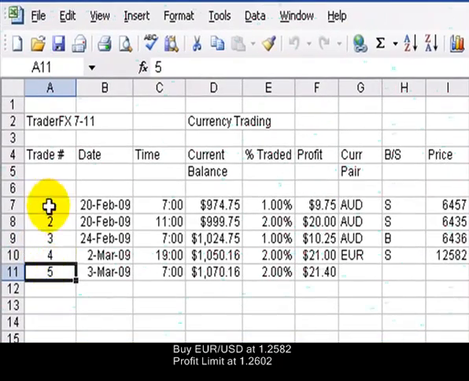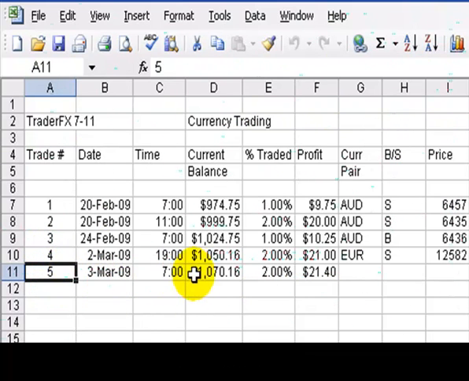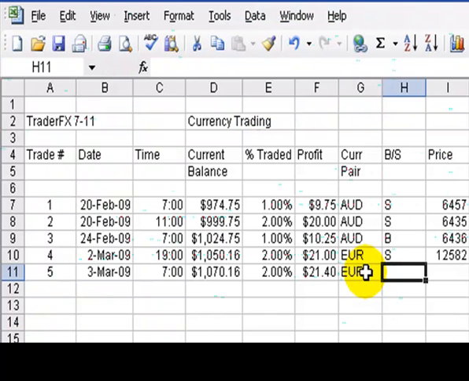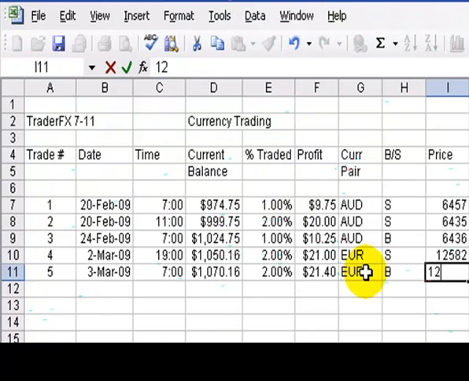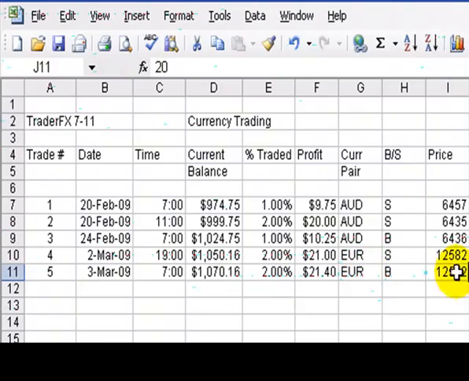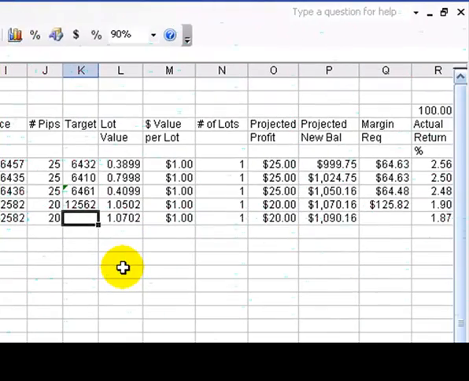This is our 5th trade in this series. Today is the 3rd of March at 7 o'clock. There's our balance. If we're looking to make a 2% return, we're looking to make a $21.40 value return. We're trading the euro. We're buying the euro this time. We bought it at 125.82. We want to make a 20 pip profit on this, so our profit point is 126.02.